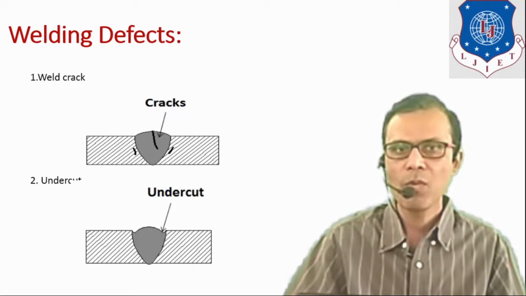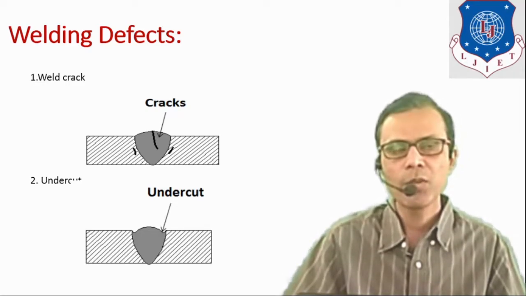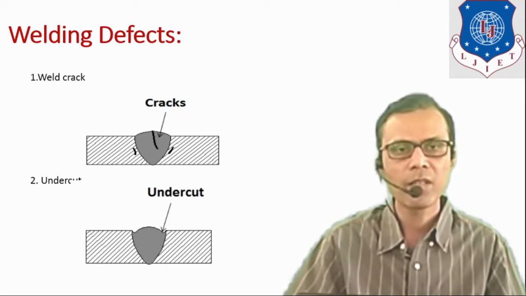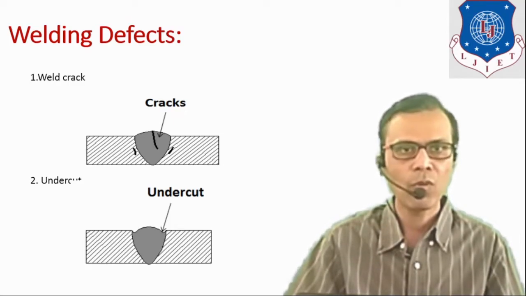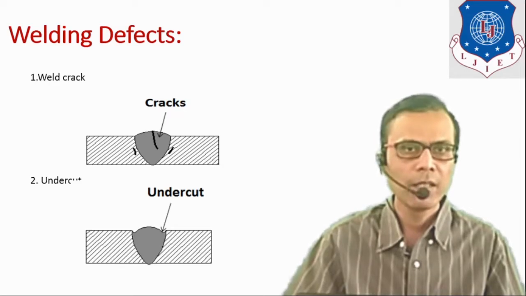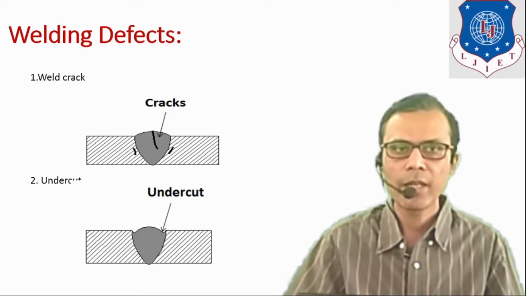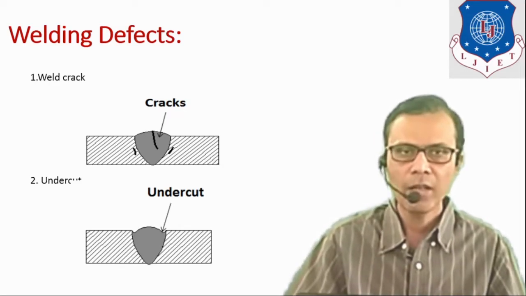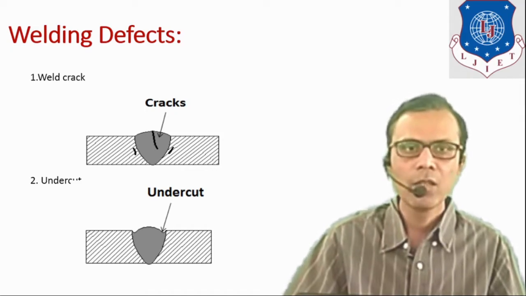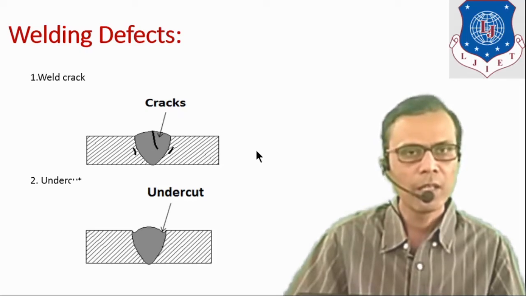The most common reason is residual stresses. If they are present in the parent or base metal, then there are chances for the crack to take place. Another reason is ductility of the base material. If ductility is not proper, then also crack may occur.